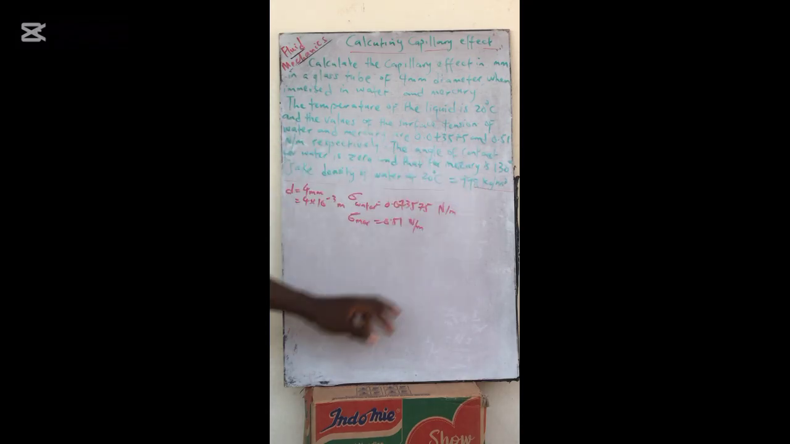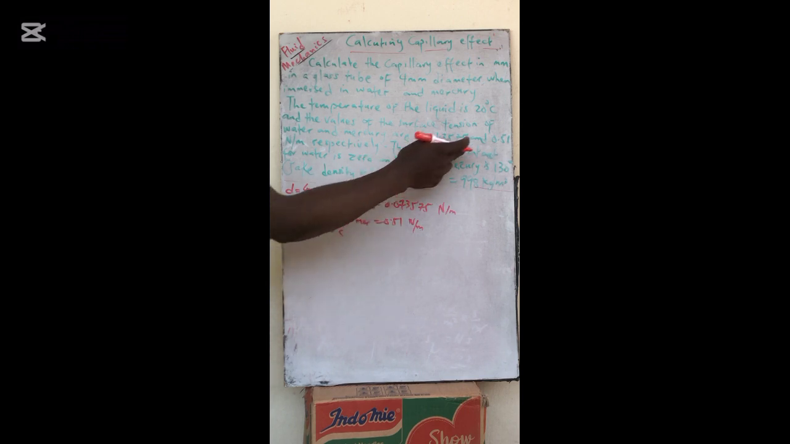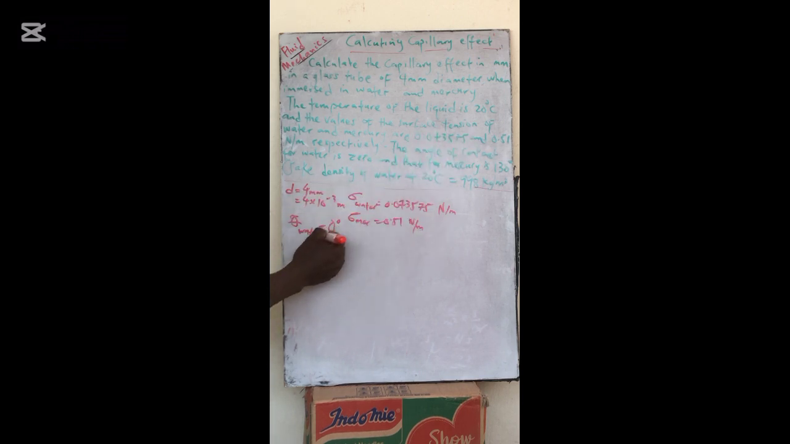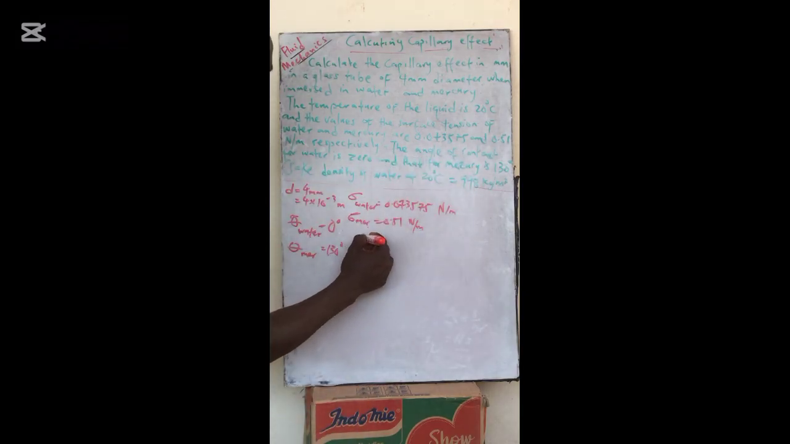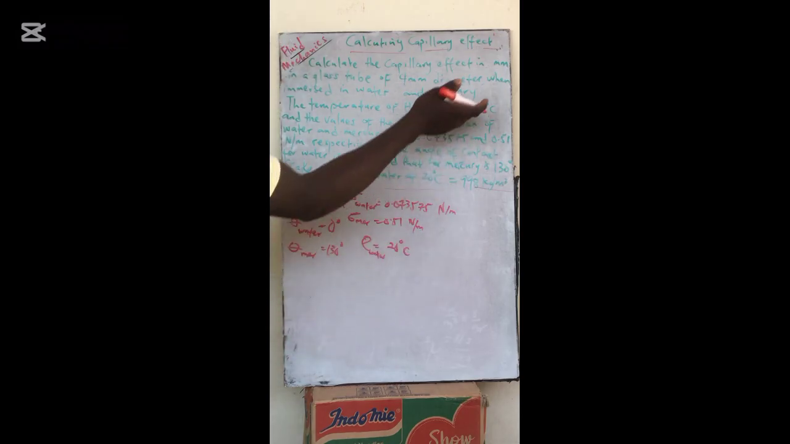So we have the angle of contact for water and also for mercury. The angle of contact for water is 0 degree. Then the angle of contact for mercury is 130, and they gave us density of water finally. The density that we are going to be using of water at 20 degrees Celsius, they've given us in the question before.